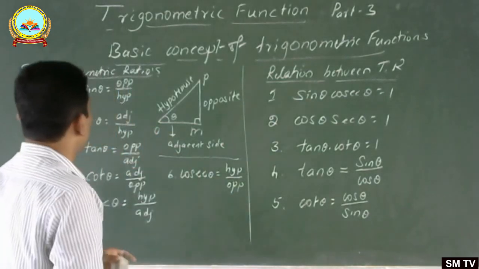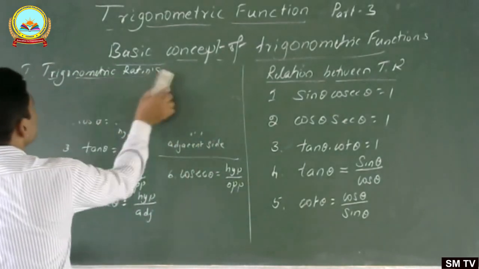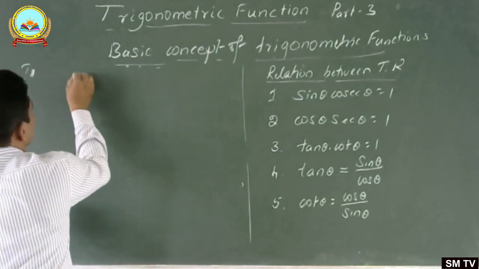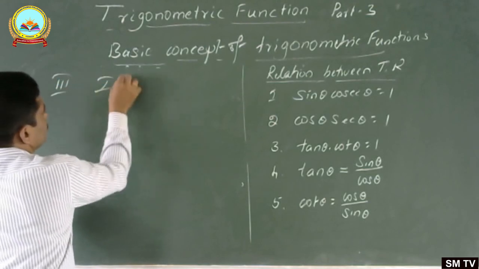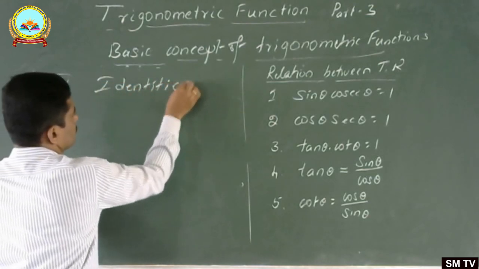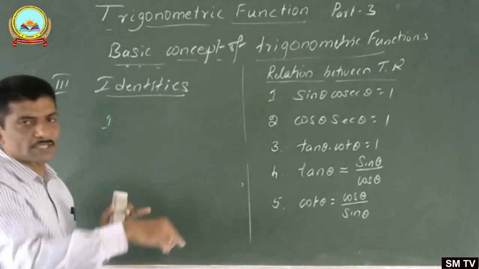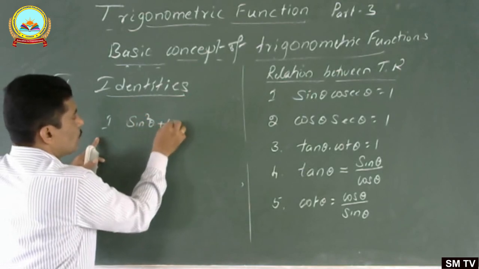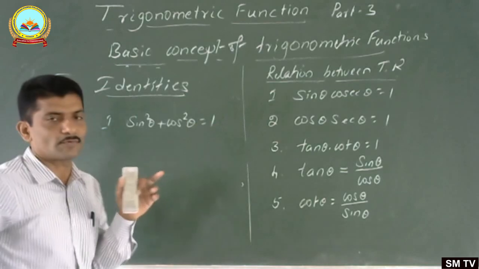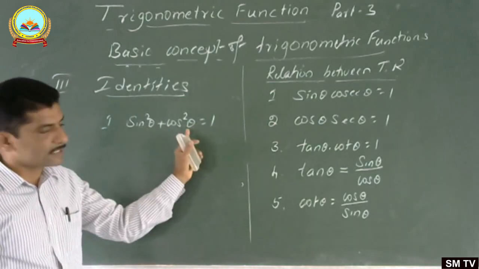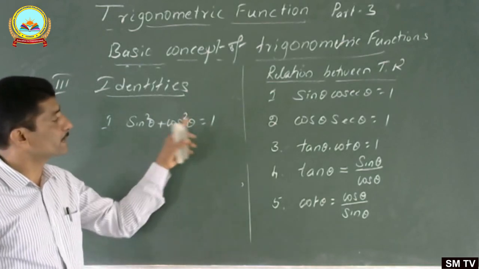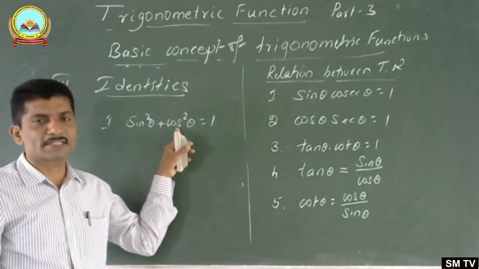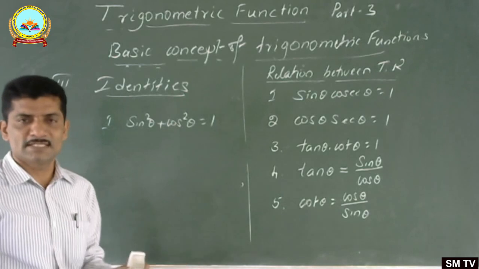Already we studied. And also you know that identities. Already studied identities. The first identity is using the Pythagoras theorem. So already you proved that sine square theta plus cos square theta is always equal to 1. Or you say that sine square theta is equal to 1 minus cos square theta, or cos square theta is equal to 1 minus sine square theta. Or write sine theta is equal to root of 1 minus cos square theta, or cos theta is equal to root of 1 minus sine square theta.